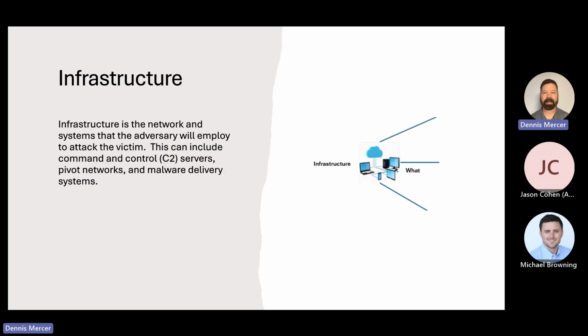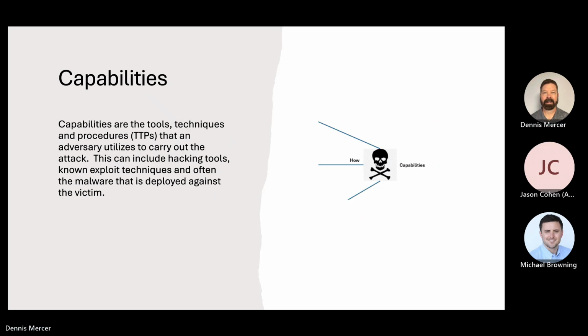Infrastructure. When we're talking about infrastructure, it's not your IT infrastructure. It's the infrastructure, the physical or logical networks, computers, or servers used to carry out an attack against the victim. Now, this may include command and control servers used by the adversary. It could be web servers where they're staging malware. It can be other networks, domains, or compromised computers that they're using to pivot towards the victim. Capabilities. This refers to the tools and techniques employed by the adversary in their attack on the victim.